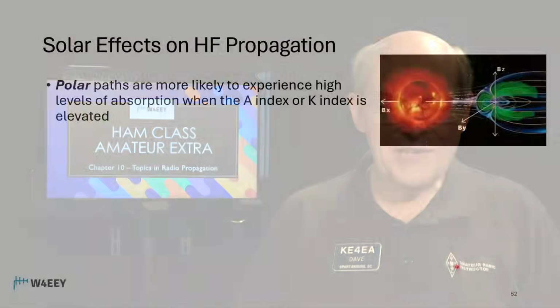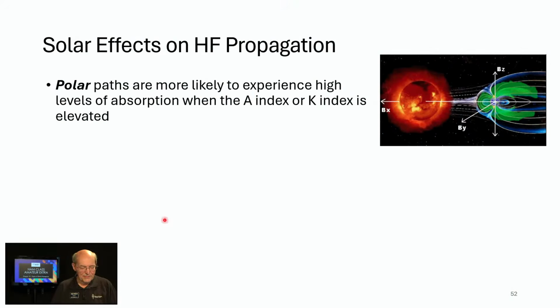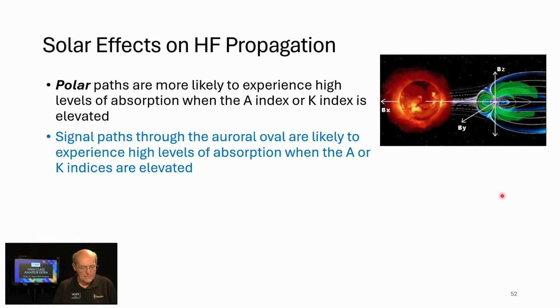Okay, we're back. We're going to talk now about the solar effects on HF propagation. We've touched on these a little bit in our previous discussion this evening. Drill down into some specifics now. Polar paths are more likely to experience high levels of absorption when the A or K index is elevated. That absorption, of course, is due to the solar wind impinging on the Earth and affecting our magnetosphere.